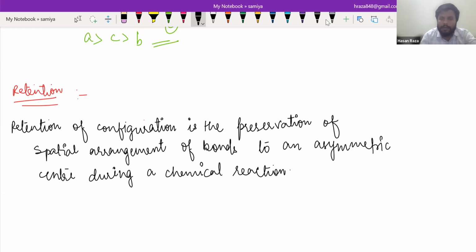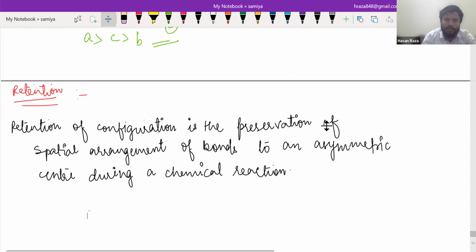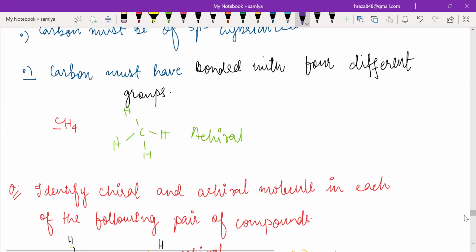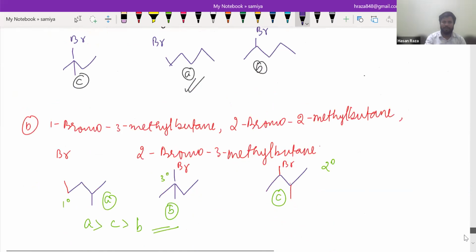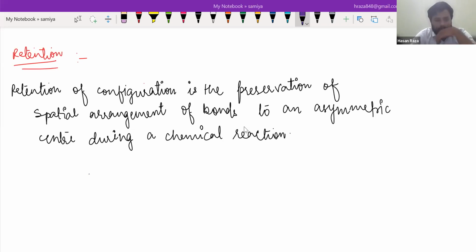So after you will get it now, I will show you a reaction. Wait a minute. Your screen is not visible? My screen is not visible? I was writing on this. Can you see the screen now? Yes, now I can see.